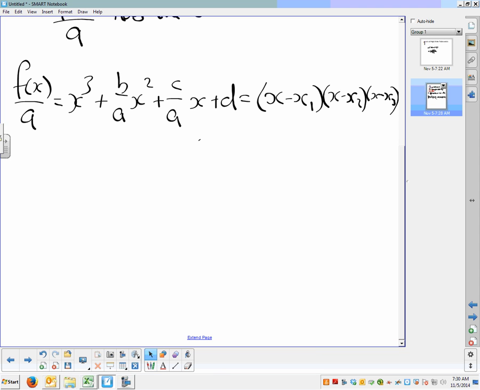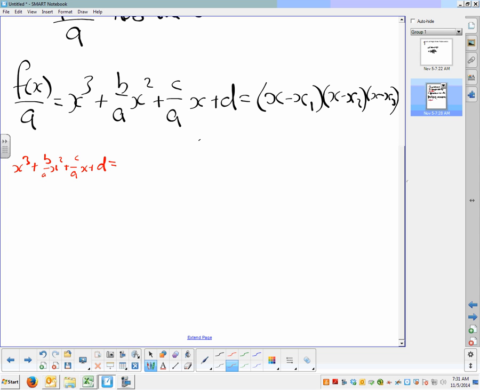So once we've got that statement, I can expand out the right-hand side, and by comparing coefficients, I'll be able to make some statements about the roots x1, x2, x3 compared to the coefficients a, b, c, and d. So let's keep the left-hand side the same, but written smaller so I can fit a bit more in on the right.